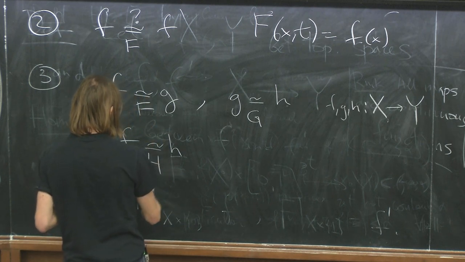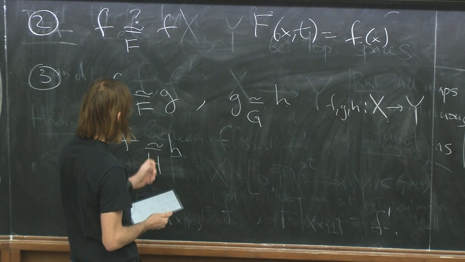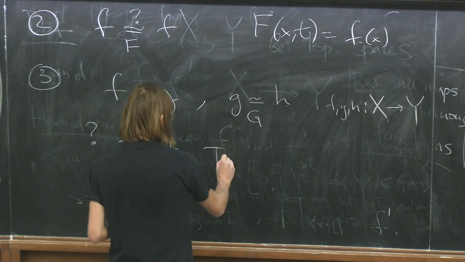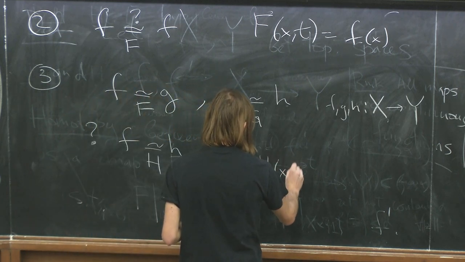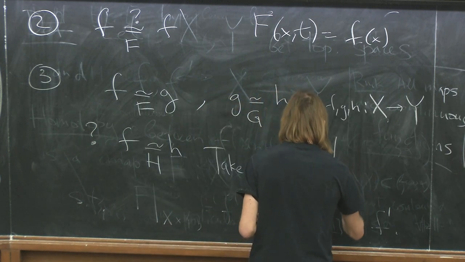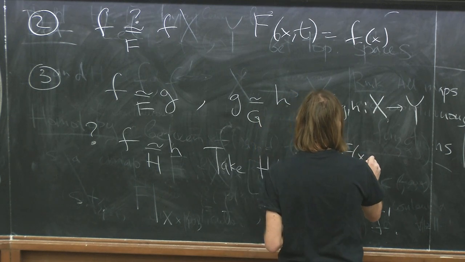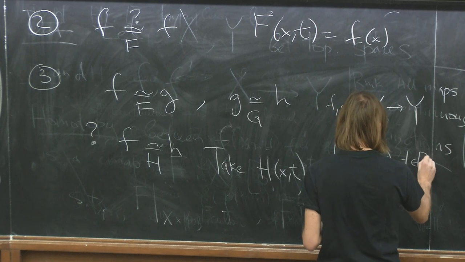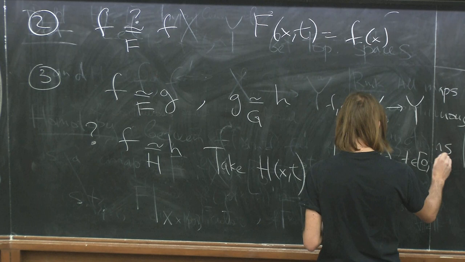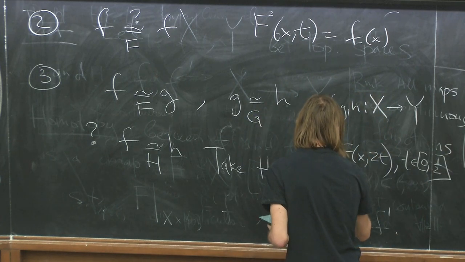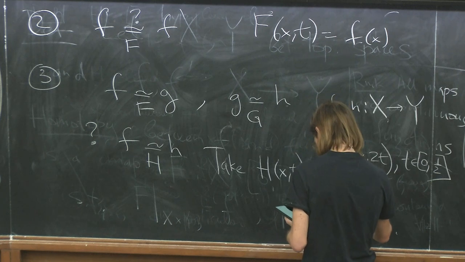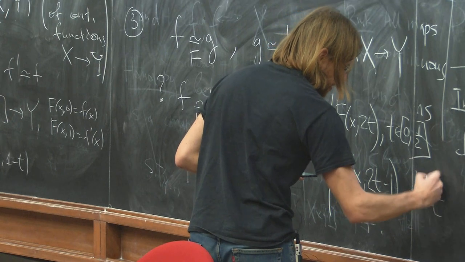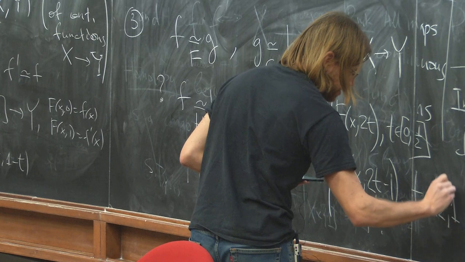And so it's easy again to explicitly construct the corresponding homotopy using homotopies F and G. So we take capital H of x and t to be defined as F of x, 2t when t is in the first half of the interval, let's say closed, and G of x, 2t minus 1 when t is in the second half of the interval, from one half to one.